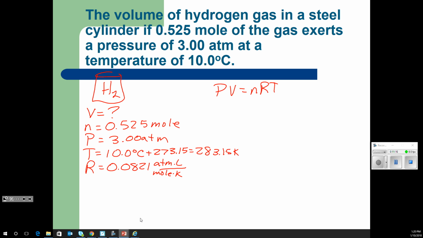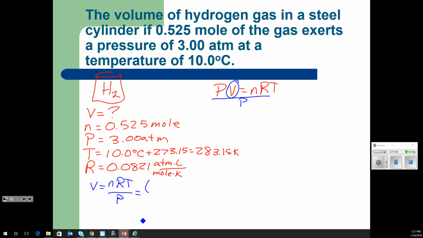This time we're looking for volume, so I'm going to divide both sides by P. So volume is going to equal nRT divided by P. Now I've got it. I just double check, make sure my units are what I need. I've got atmospheres, yes, moles, yes, Kelvin, yes, and I should be solving and getting liters.